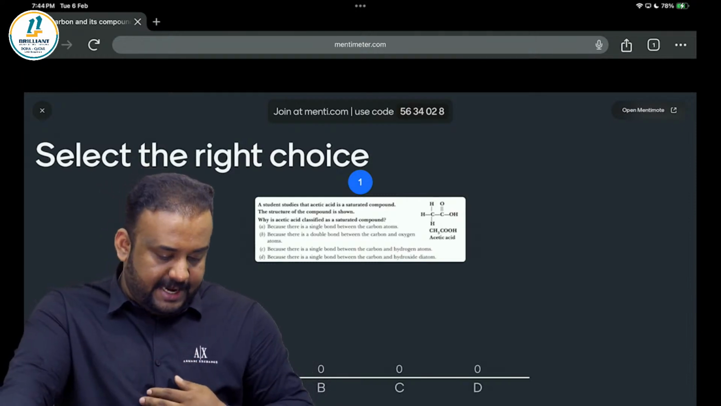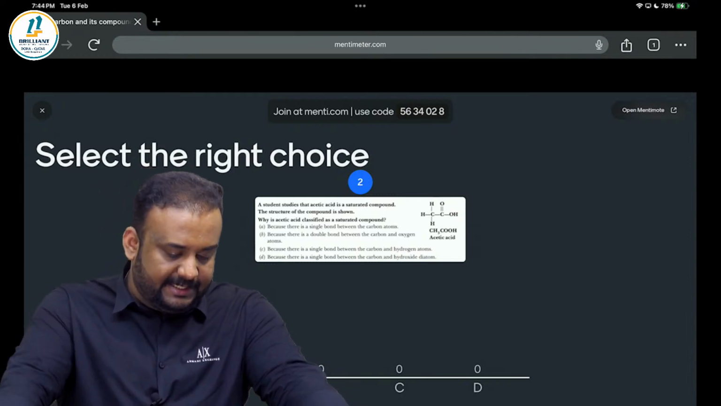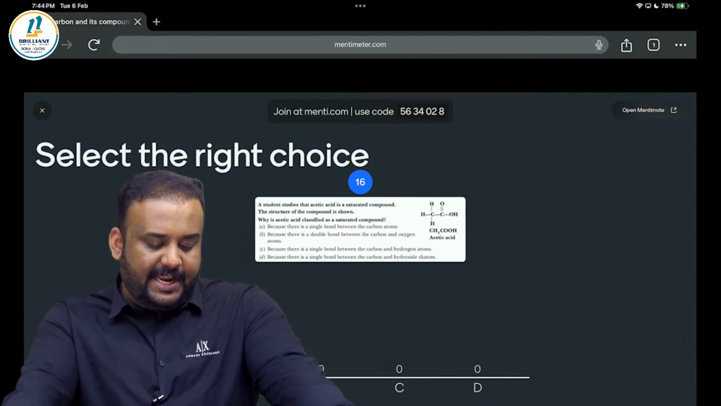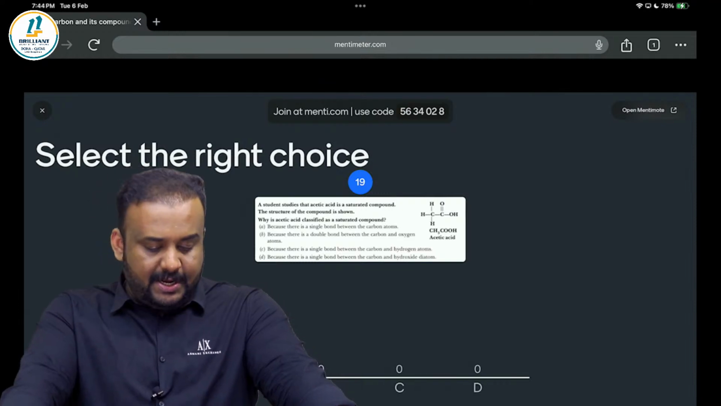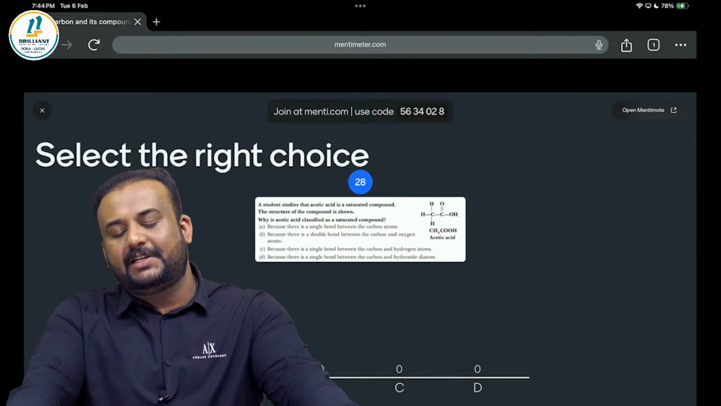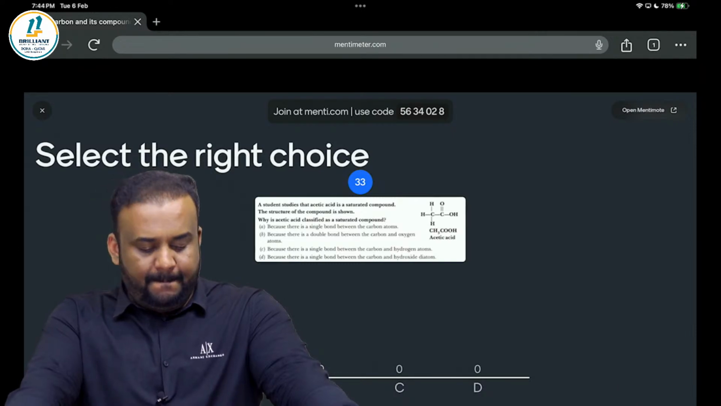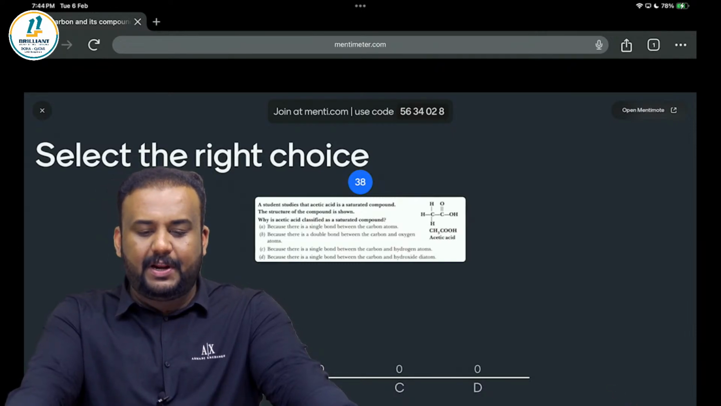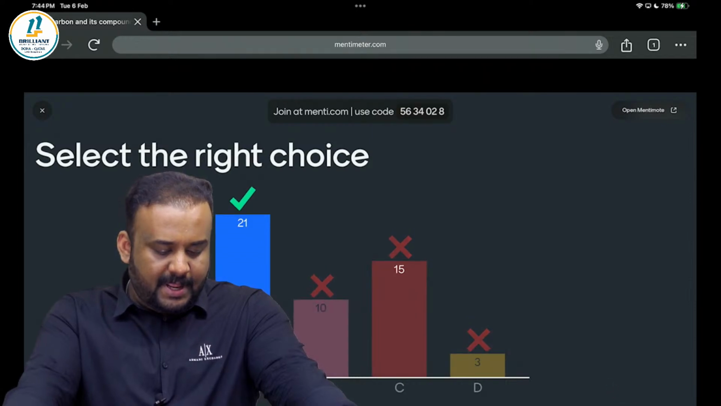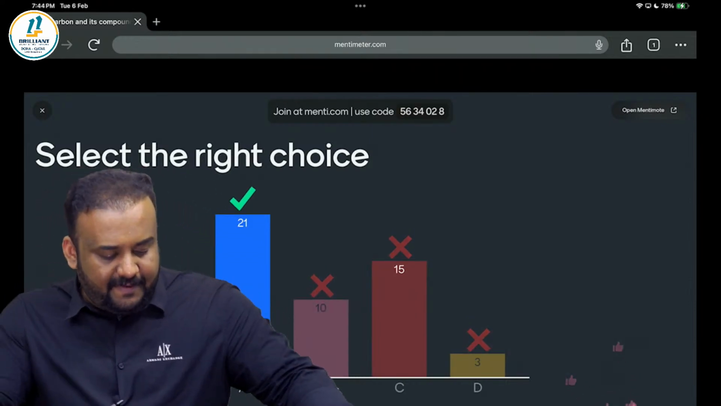Select the right choice. A student studies that acetic acid is a saturated compound. The structure of the compound is shown. Why is acetic acid classified as a saturated compound? It's a very important question, guys. Why is acetic acid a saturated compound? Look at the statements there and select your answer. Okay, most have given the right answer.